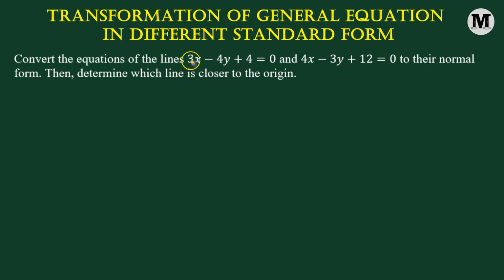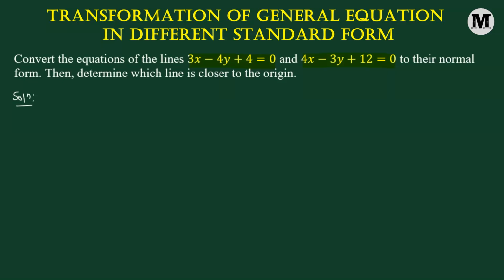Convert the equations of the lines 3x minus 4y plus 4 equals 0 and 4x minus 3y plus 12 equals 0 to the normal form, and then determine which line is closer to the origin. Okay, let us begin. First, let's quickly recap what the problem is asking us to do.